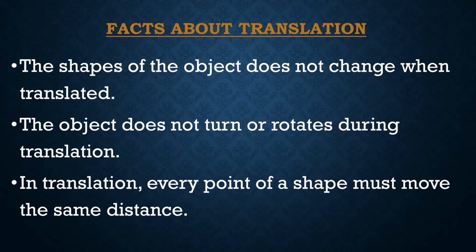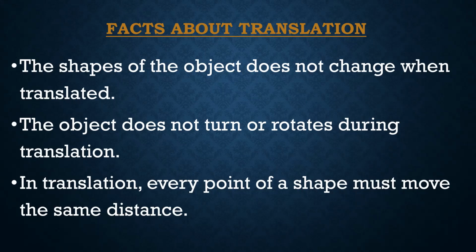You have to check the size of the shape, then the type of the shape. Say a square is translated and now it becomes a rectangle. Then you must check your calculations, and then go back and do it well.